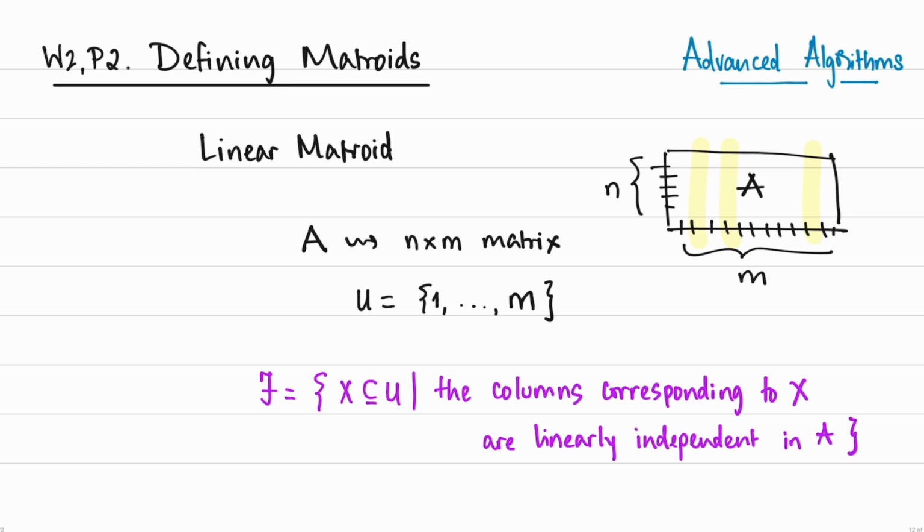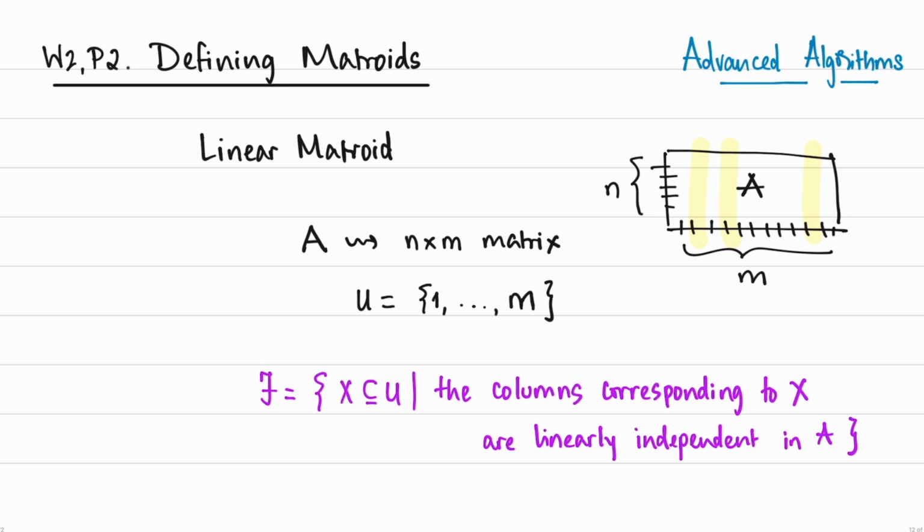So notice that this is another situation where, given a subset of the universe, you can easily verify if it belongs to the family or not, because in this case you go to that subset of columns in the matrix, and using standard algorithms you can verify if these columns are linearly independent or not. So for example, you can use something like Gaussian elimination or your favorite algorithm to check for linear independence, and so the oracle access here would be no trouble to actually implement, right?